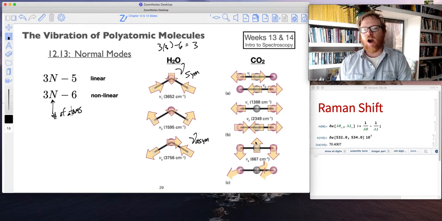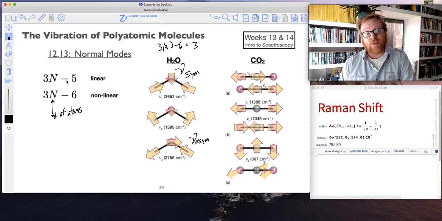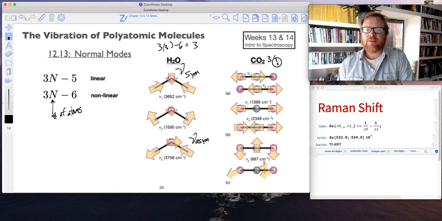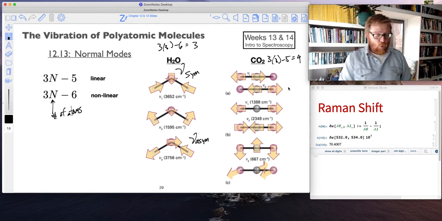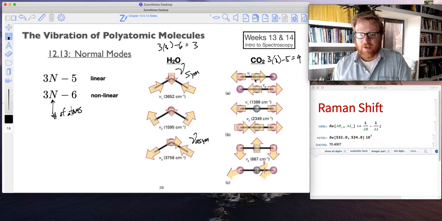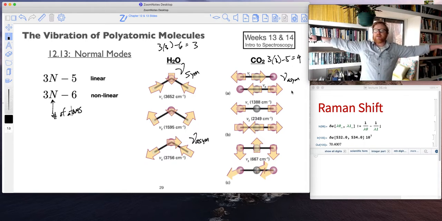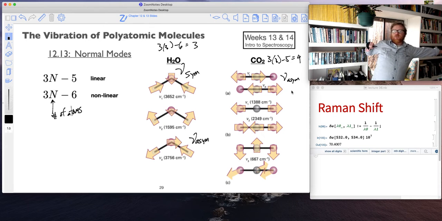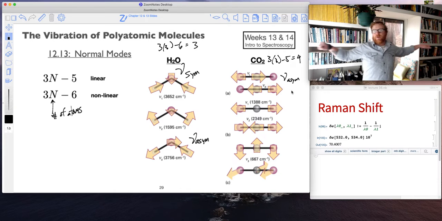So if we look at carbon dioxide, we also know it's got 3 atoms. It's 3n minus 5 because it's a linear molecule. And so 3 times 3 minus 5 equals 4. So 4 normal modes for carbon dioxide. So we know that there is the asymmetric stretch, which is shown right here. So nu asym. Similarly to the water, this is when one bond compresses and the other bond is elongated, and then it recoils. So we've got this nice, lovely asymmetric stretch.